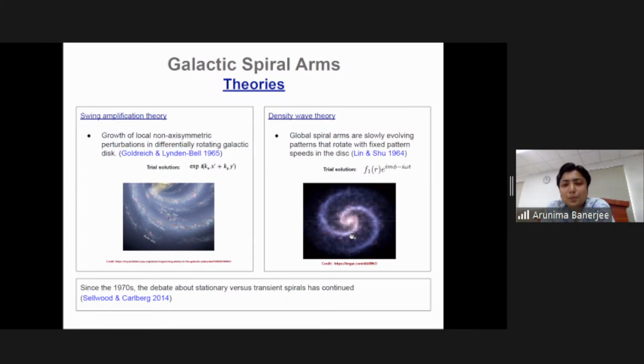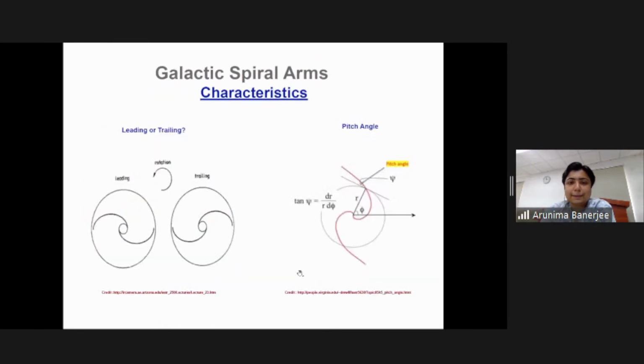So these are global non-axisymmetric perturbations, the grand design ones, and these are the local non-axisymmetric perturbations, the tightly wound ones. In this talk, we will consider the model of our flocculent galaxies to be the ones by local non-axisymmetric perturbations. This is your take-home message.